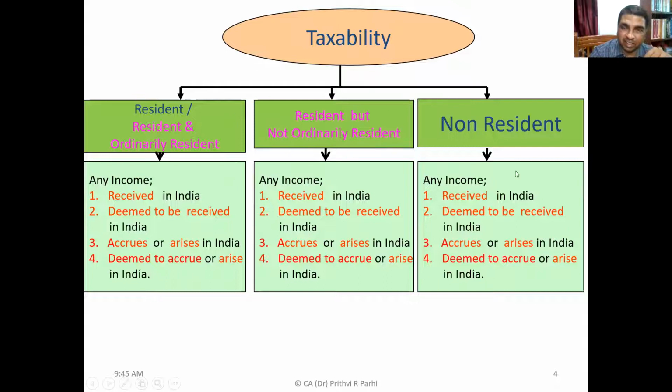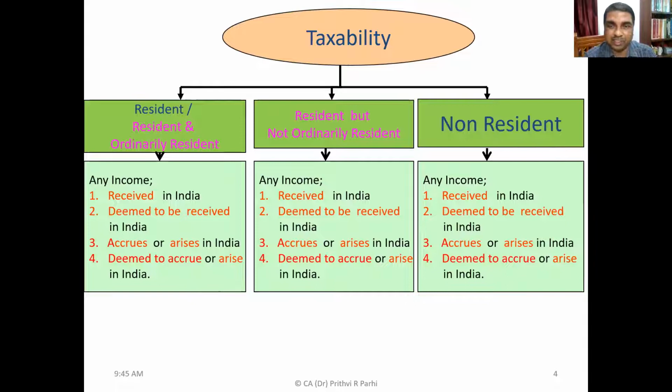And come here, third column, non-resident. Can you read what are the items here? Any income received in India, deemed to be received in India, accrues or arises in India, deemed to accrue or arise in India. Are you finding any difference between the income included for resident but not ordinarily resident, and non-resident? No, sir, they're the same. In all these three cases we're talking about Indian income.